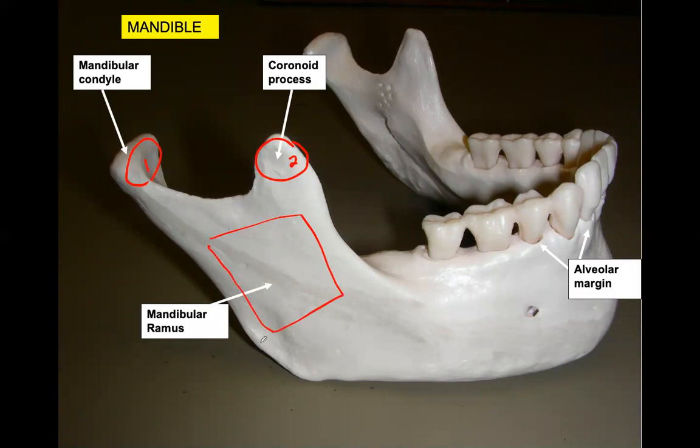I haven't added this, but I think it's kind of cool for you guys to also visualize. You have this kind of an angle right here that basically forms on the mandible, and it is literally called the mandibular angle.